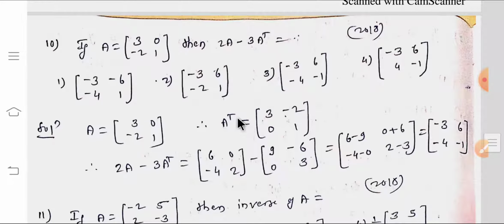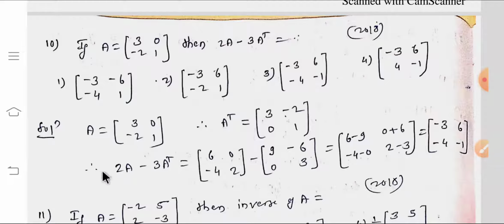So the next question is: if A equals the matrix 3 0, minus 2 1, then 2A minus 3A transpose equals what? Four options are given. First we find 2A, multiplying the given matrix by 2 throughout. Then for 3A transpose: A is 3 0, minus 2 1, therefore A transpose is obtained by interchanging rows and columns, that is 3 minus 2, 0 1.